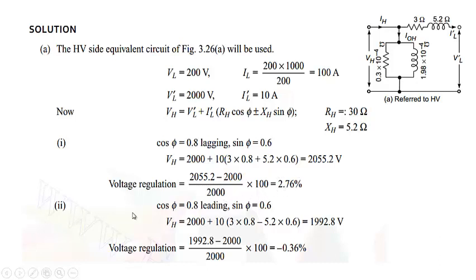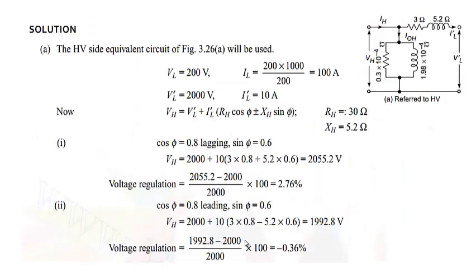Now for the second case, the power factor is 0.8 leading, and sin phi is again 0.6. So VH is given by the same equation, but here we have to use the minus: 2000 plus 10 into (3 into 0.8 minus 5.2 into 0.6). It comes out to be 1992.8 volts. When you calculate the voltage regulation, because this is the high voltage side voltage and at no load this voltage is the same, the regulation comes out to be minus 0.36%. So in this case you will see that the voltage regulation is negative: the no load voltage is less than the full load voltage.